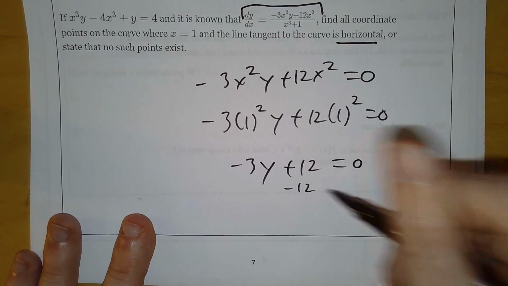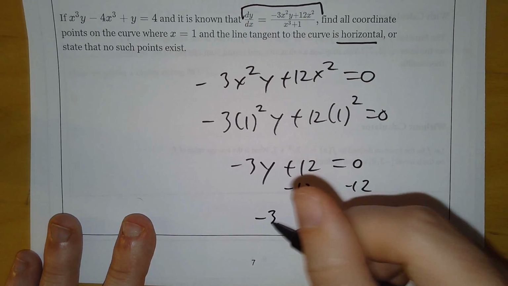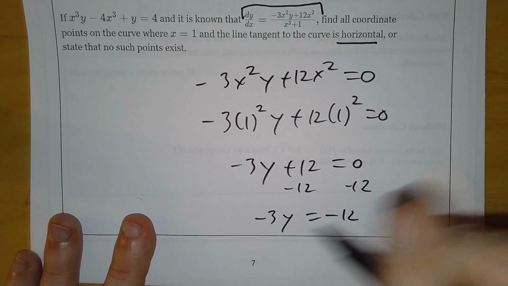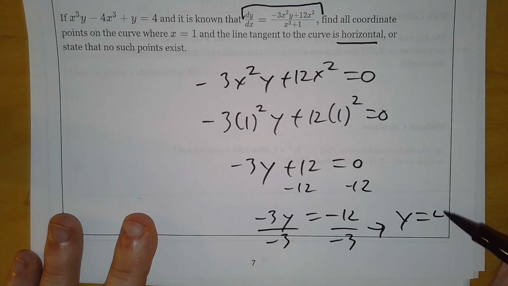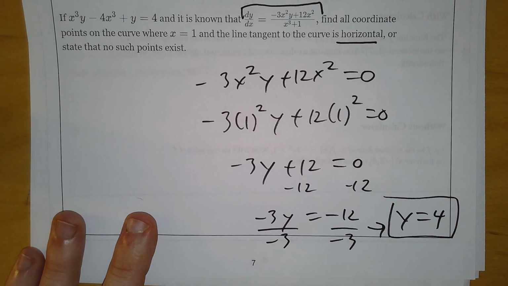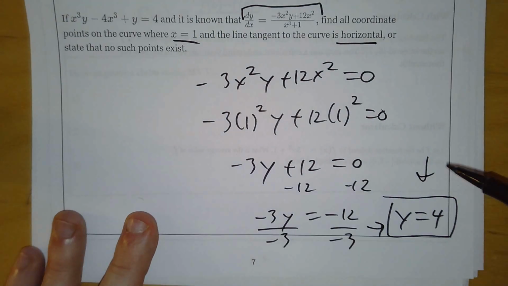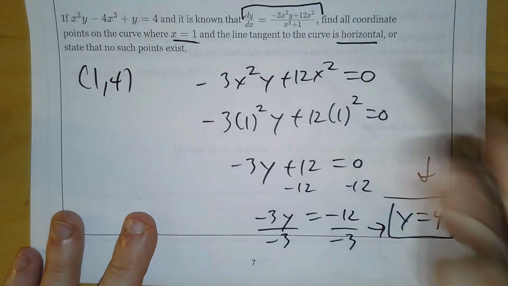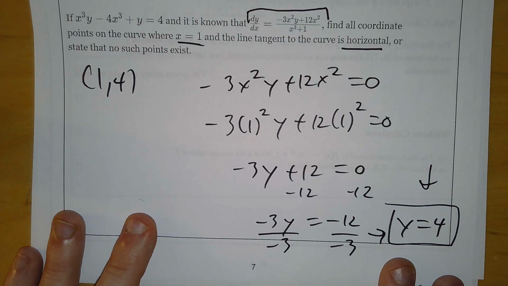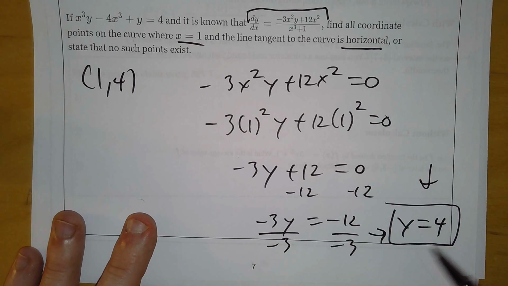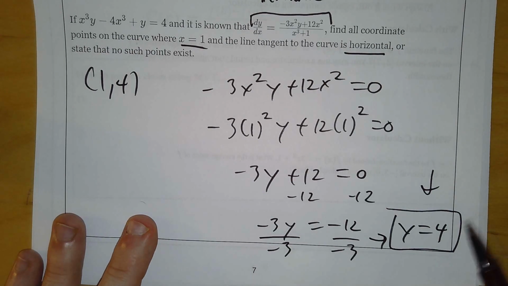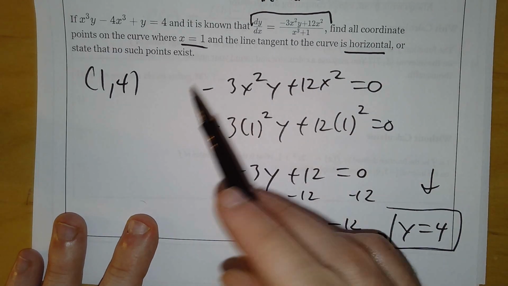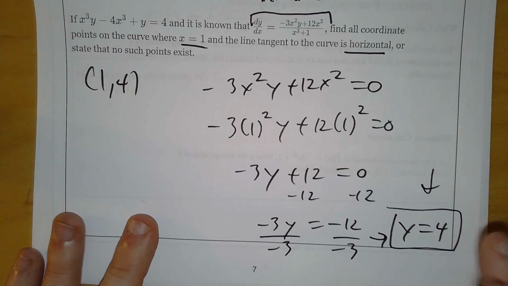So again, minus 12, minus 12. We're going to get negative 3y equals negative 12. Divide by negative 3, divide by negative 3. y equals 4. So my coordinate is x equals 1, y equals 4. My coordinate is (1, 4). Follow me? Also, this is a point where you would like to make sure that you're not getting any 0 in the denominator, and I can see I'm not, okay, there is no y in the denominator anyway, and when I plug in a 1, I get a 2. So I'm good. This is a good point.